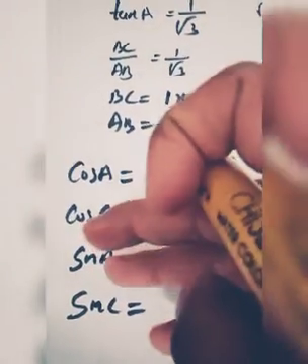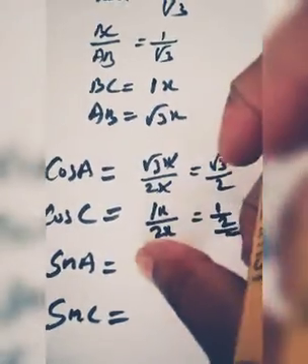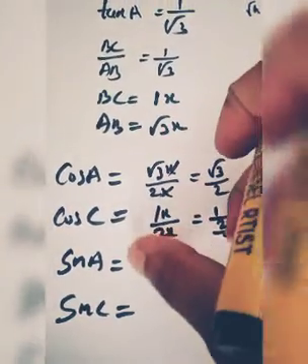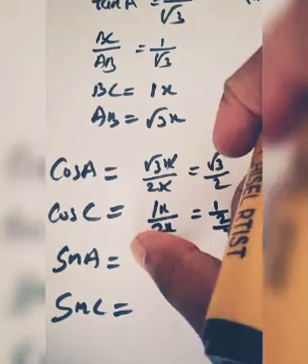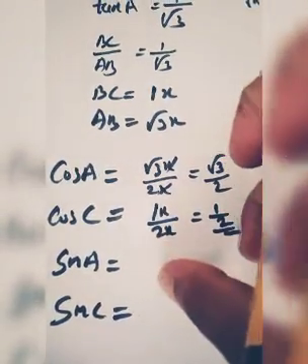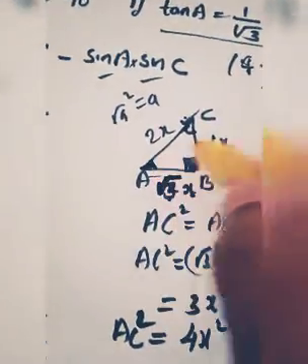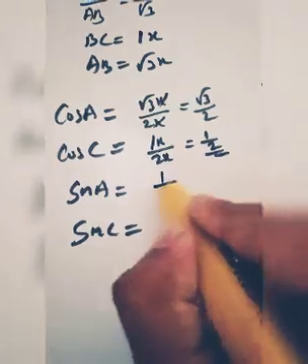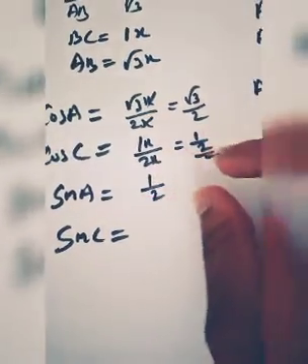What is sin A? Write the formula. You are supposed to write the right formula here. I will check your notebook. Sin A means opposite side of A by hypotenuse. So this is the angle A. So opposite side means 1x, hypotenuse is 2x. So x get cancelled, 1 by 2 will come. You are supposed to write in step by step.